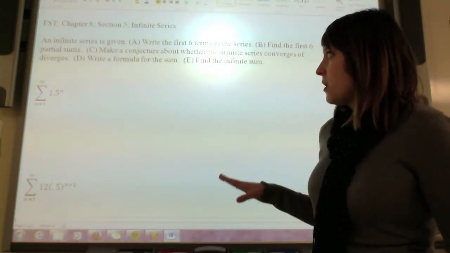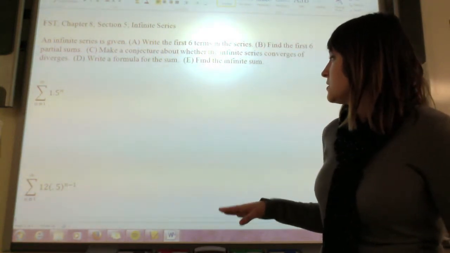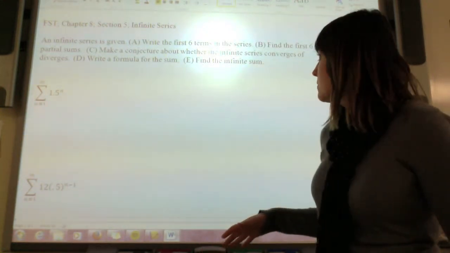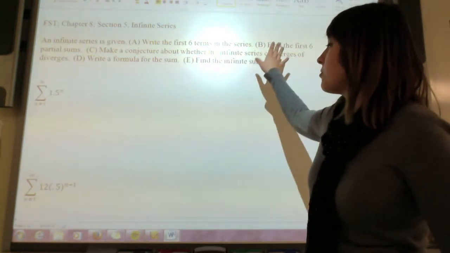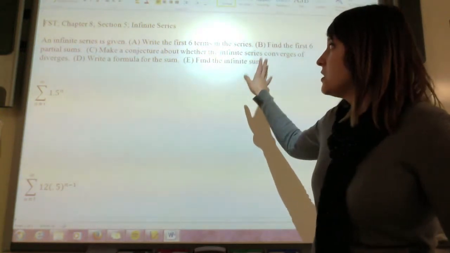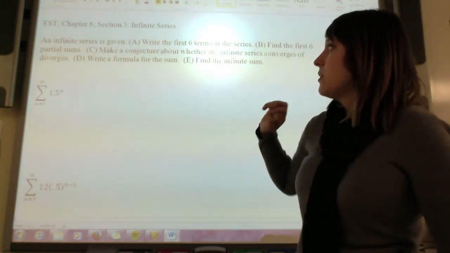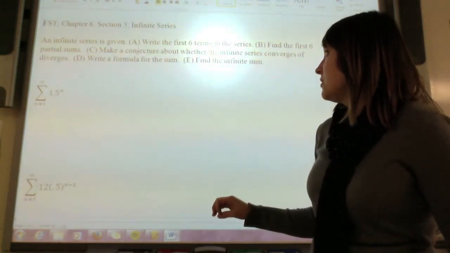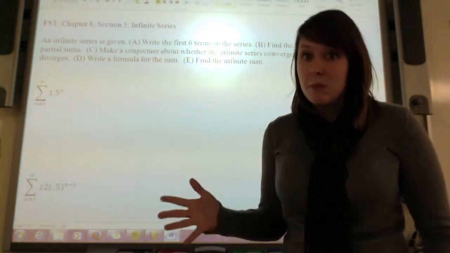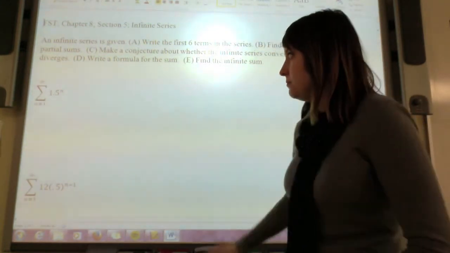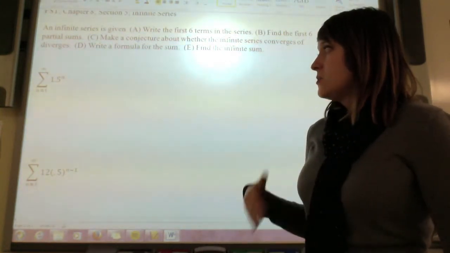For each of these problems, we're going to do a few different parts. For part A we're going to write the first 6 terms of the series, and for part B we're going to find the first 6 partial sums. Then we're going to make a conjecture about whether it converges or diverges. Then we're going to write a formula if we can, and find the infinite sum if we can. Those parts D and E depend on the series.